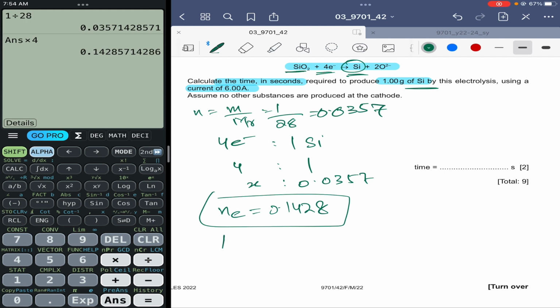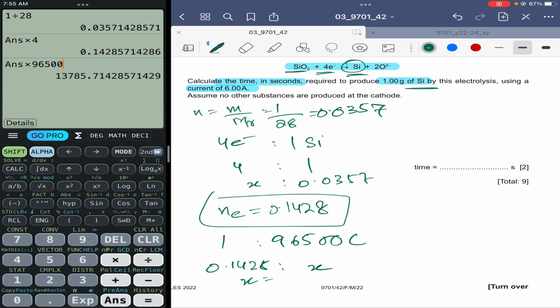Right, so next we have to calculate the charge carried by this many moles of electrons. Now we know that 1 mole of electrons carries 96,500 coulombs, 1 Faraday, right? So if we have 0.1428, what amount of charge would be carried by this many moles of electrons? That would be multiplied by 96,500. So that is 13785.71. This is the charge carried by the electrons. And finally, we need to calculate the time in seconds required to produce 1 gram of silicon.